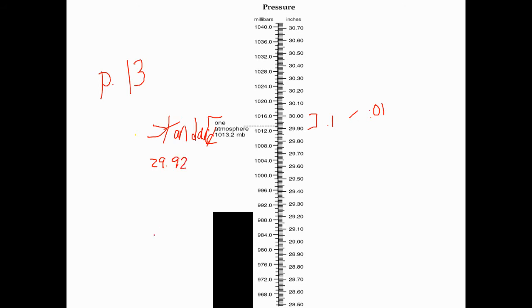And we're going to practice with this a little bit more. So our inches of mercury side, the little lines in between are each going up by 0.01. In millibars, here I have 1032, 1036. This is 4 millibars in between here. And in between each one of these is 1 millibar. So this side's a little bit easier as far as numbers go to look at.